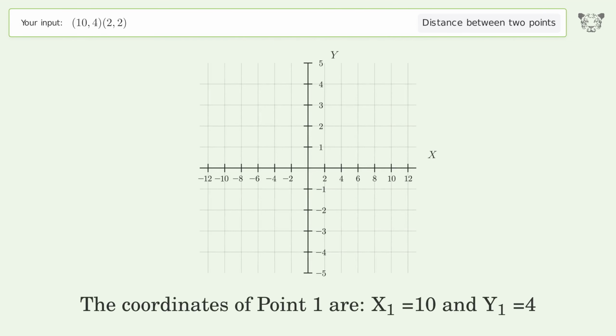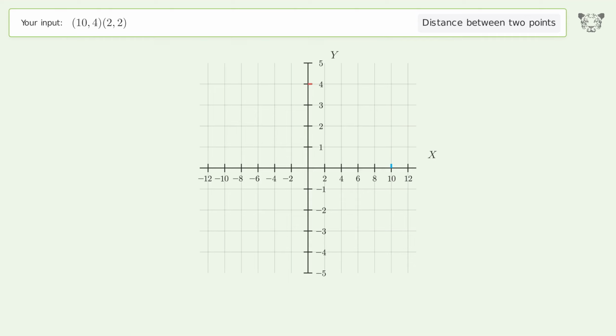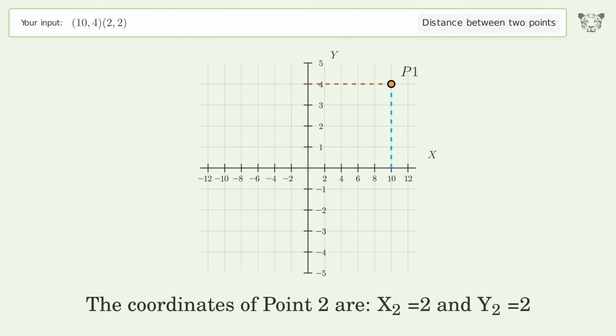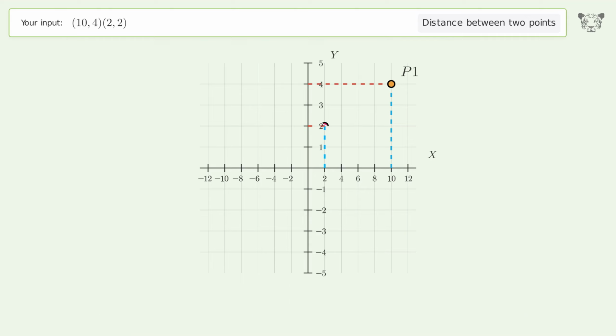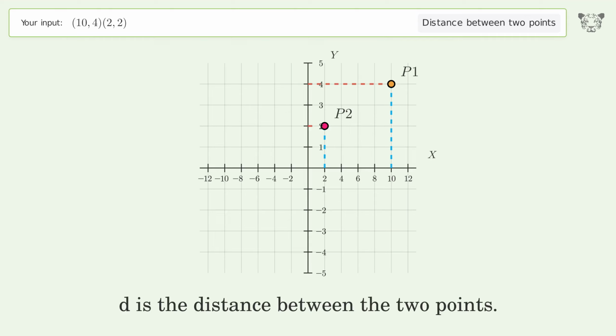The coordinates of point 1 are, x1 equals 10 and y1 equals 4. The coordinates of point 2 are, x2 equals 2 and y2 equals 2. D is the distance between the 2 points.